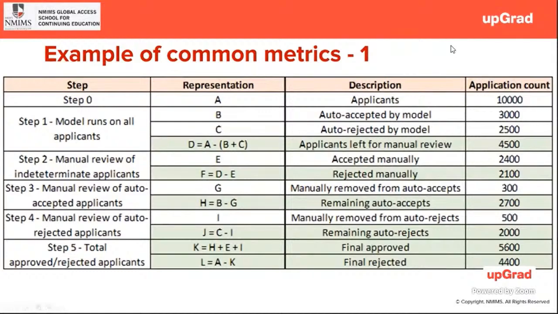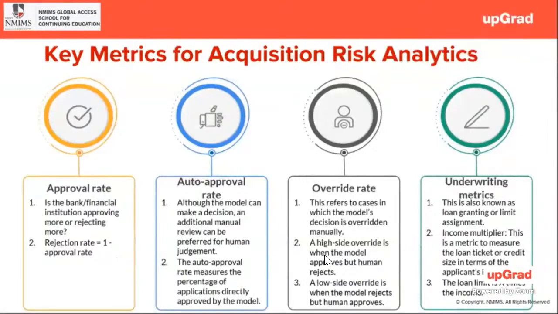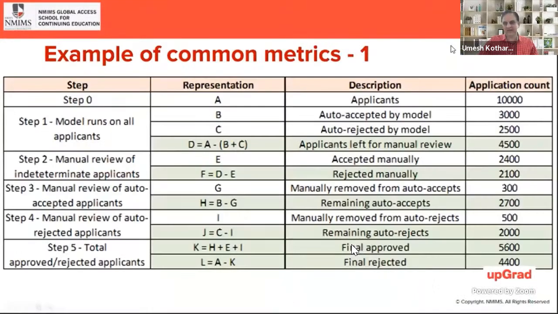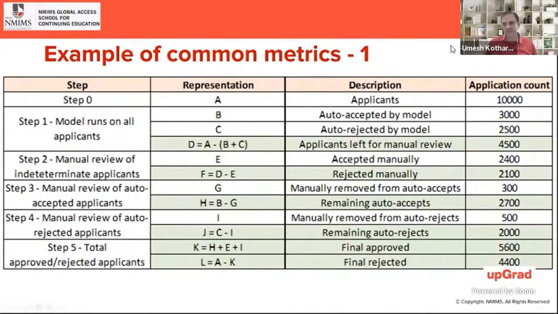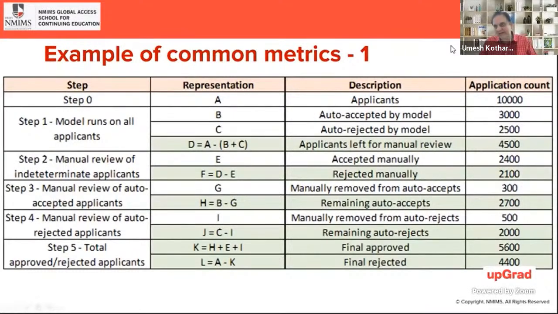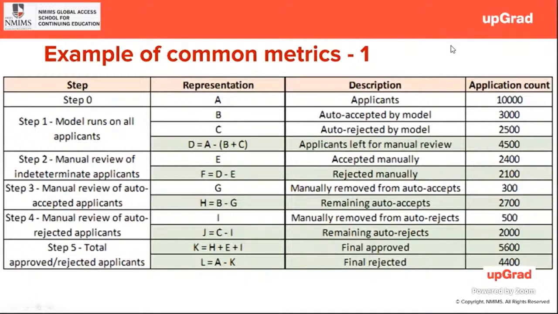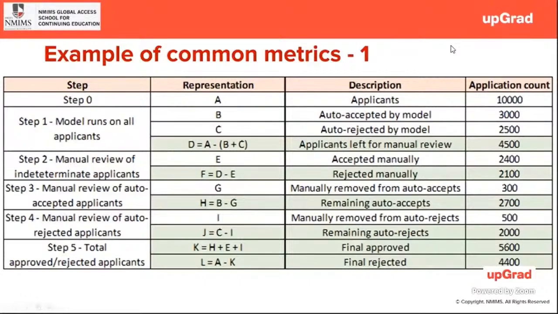And now, what are the low or the high override rates? High override rate, one more time, is when the model approves but humans reject. Anybody? As you said, the model approves and the human rejects. So the number accepted by the model is 3000. But out of that, manually removed were around 300. So it is 300 divided by 3000. That is 10%.